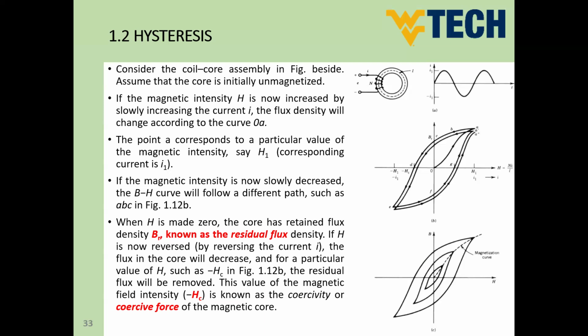Actually, no. What will happen is, if we have an AC supply like that, with the current increasing from 0 to the peak, you would have an increase in the flux density with the flux intensity. Once the current starts moving from the peak to 0, we will not expect the current or the flux to return back along the same path. Why? Because actually there will be a residual flux in our core.